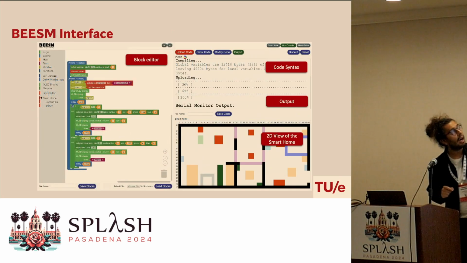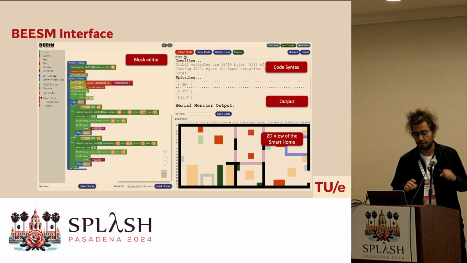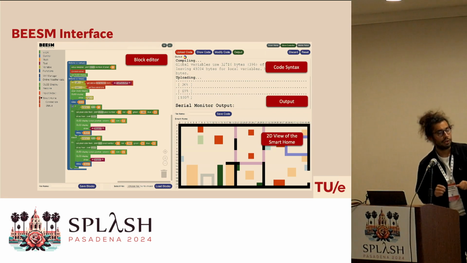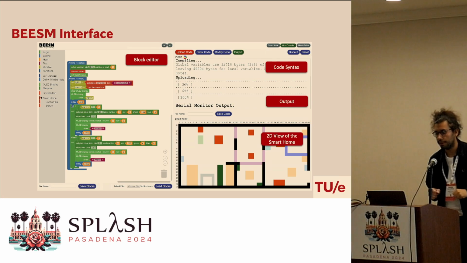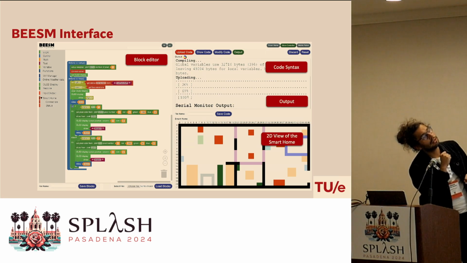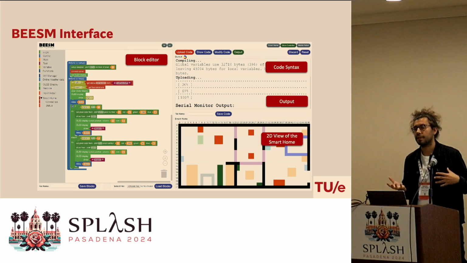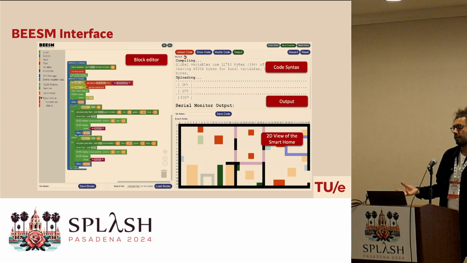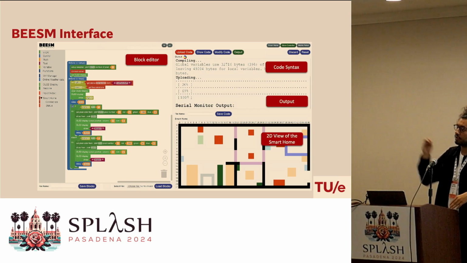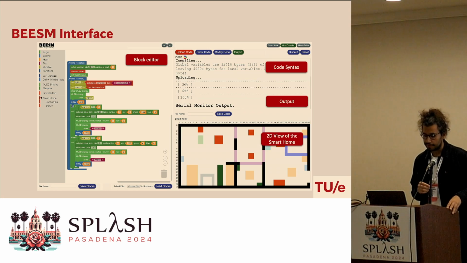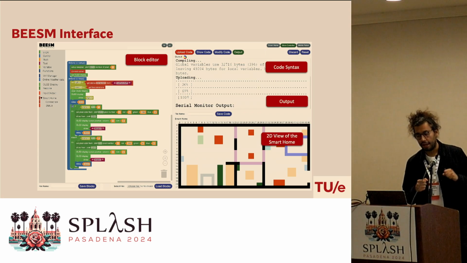So this is how BISM looked like. We have 4 main components. It's a traditional block-based environment. Here we have the palette. We have here the block editor. And then on the top right corner, we have the code syntax. So if they wanted to look at the textual syntax of the language, they can also look at the code syntax. And then finally, we have some output.